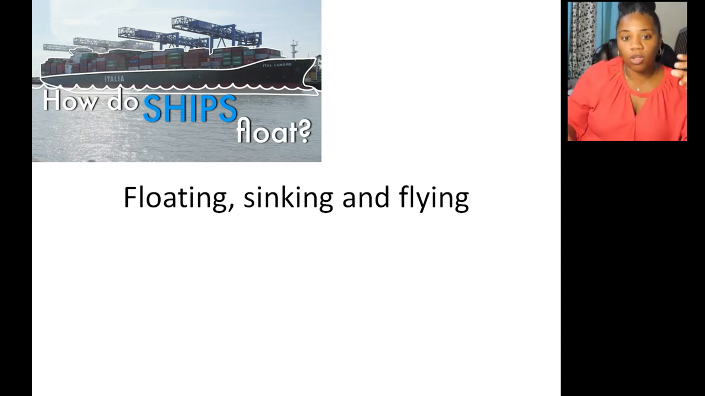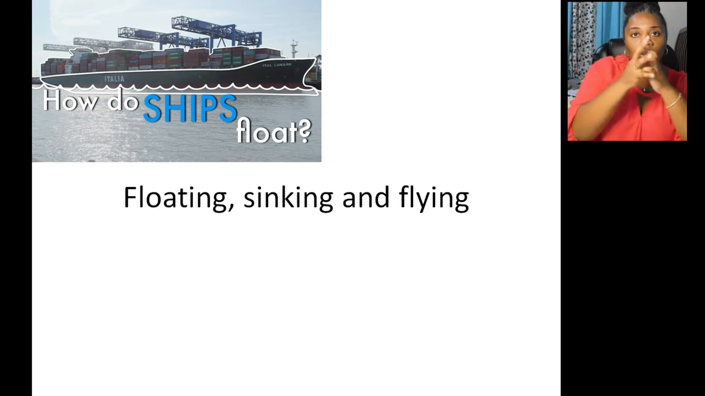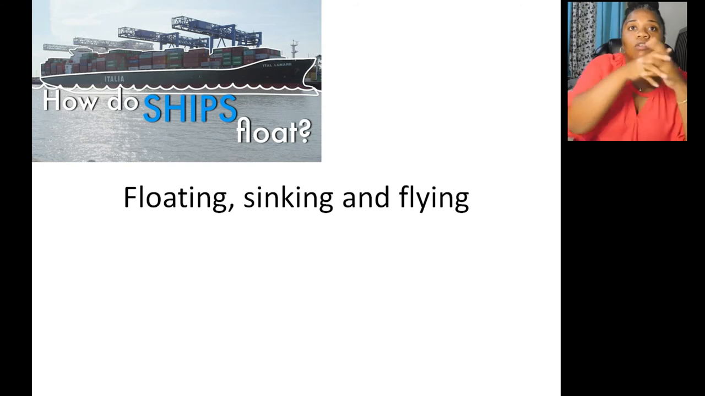Now, if you take that same ship and roll it up in a ball like this, you got rid of all the air, the space, the air sacs and all that.